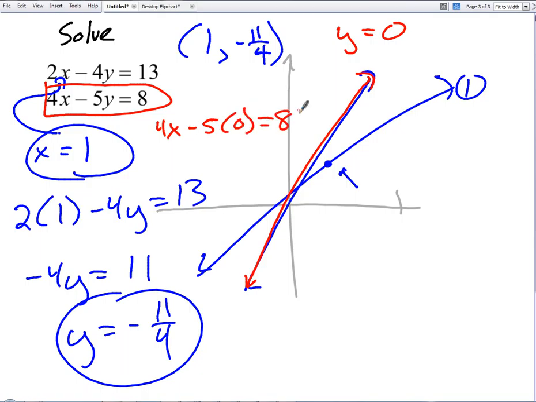What's 5 times 0? 0. So how do I get the x by itself? Divide by 4. So I'd get x equals 2. So I'd get the point 2, x equals 2, y equals 0, right?